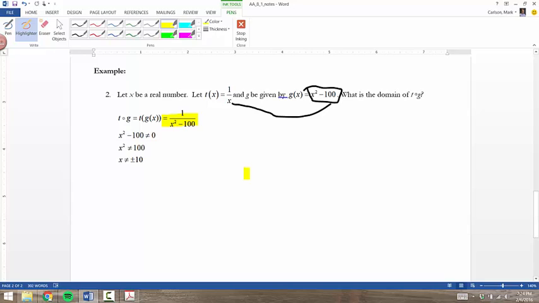Now what I want to do is think about the domain. Well, the domain would be those values where x squared minus 100 is not equal to 0, because that bottom can't be 0. So if I were to solve that, that means that x cannot be 10 or negative 10. So that would represent the domain. So it would be all real numbers except for 10 and negative 10.